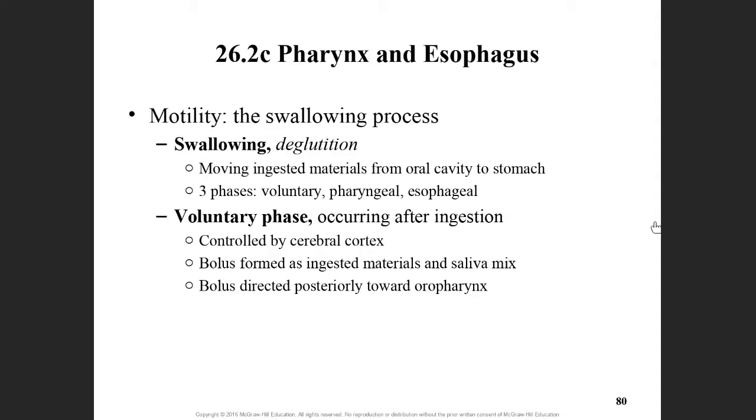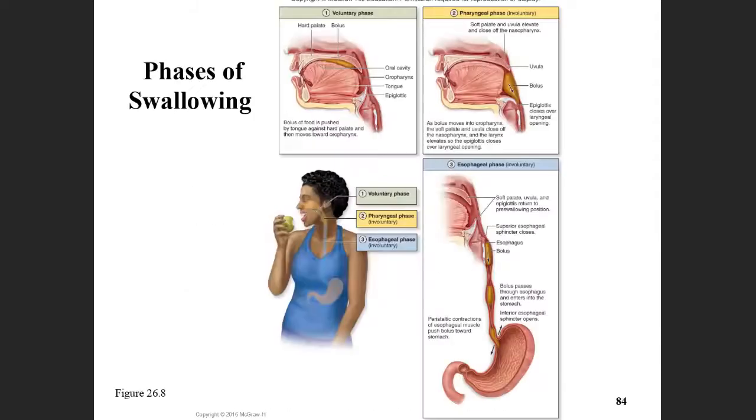And now I want to show you these phases in the pictures. First, the first phase, which we call the voluntary phase or voluntary stage. The voluntary phase occurs after ingestion. When the food comes to the mouth cavity, the voluntary phase starts. It's controlled by the cerebral cortex, mostly the temporal lobe and some parts of the frontal lobe.